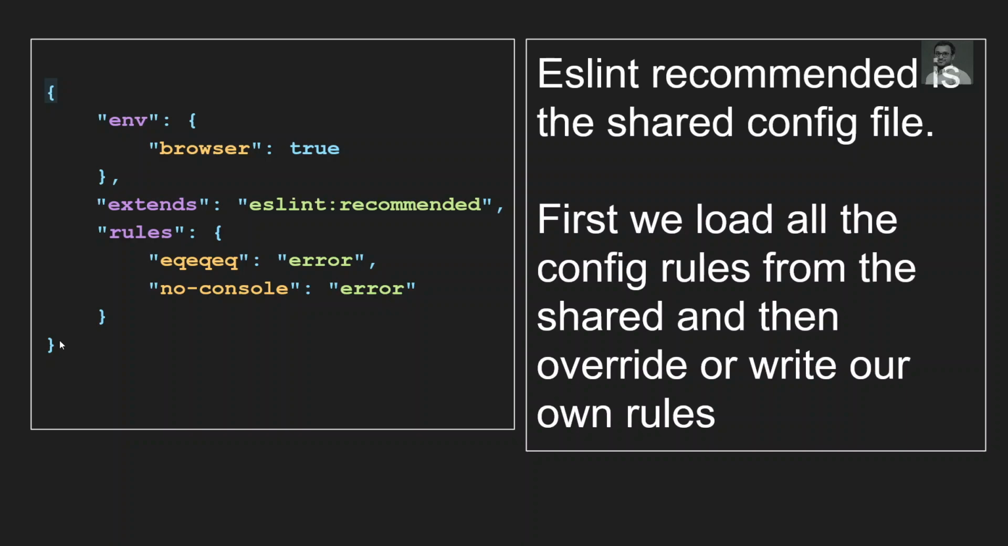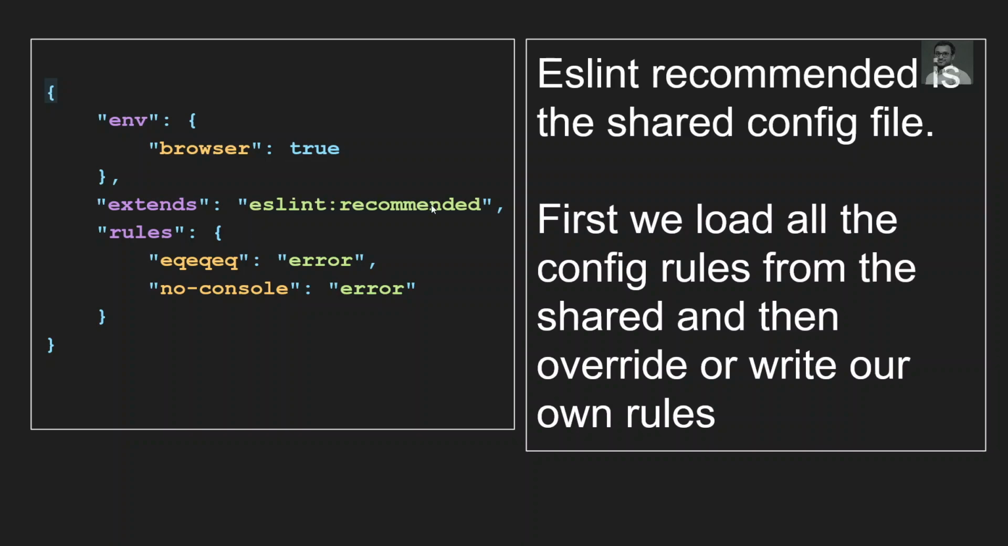Now here this is a configuration. Here you will be able to see the configuration settings. First one is the environment, browser true, and also here you have the rules, that is eqeqeq and no-console. Now you are able to see here extends ESLint recommended. Here extends is nothing but an ESLint configuration file. First, we are telling that it is a browser, so this configuration is recommended for the browser.